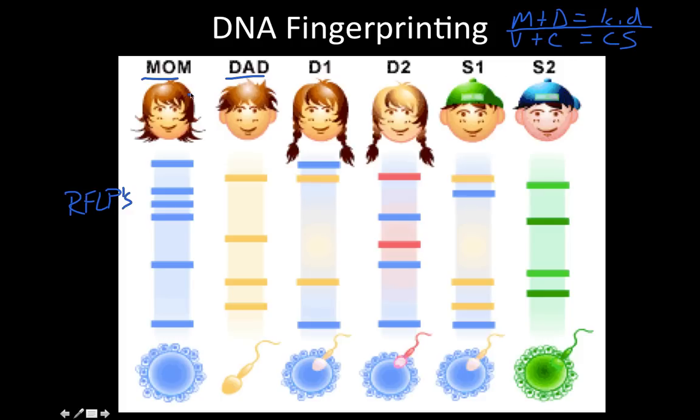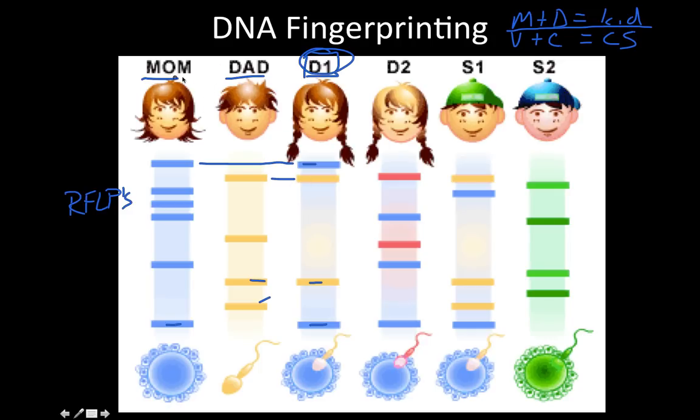So here's what I mean, and all it is about is matching these RFLPs. Let's just look at this first daughter. Her RFLPs have to come from either mom or dad. Well, as we can see, those match up. So this one came from mom, this one came from dad, this one came from dad, and this one came from mom. So there's no question in any way, shape, or form that daughter number 1 is the child of mom and dad here.